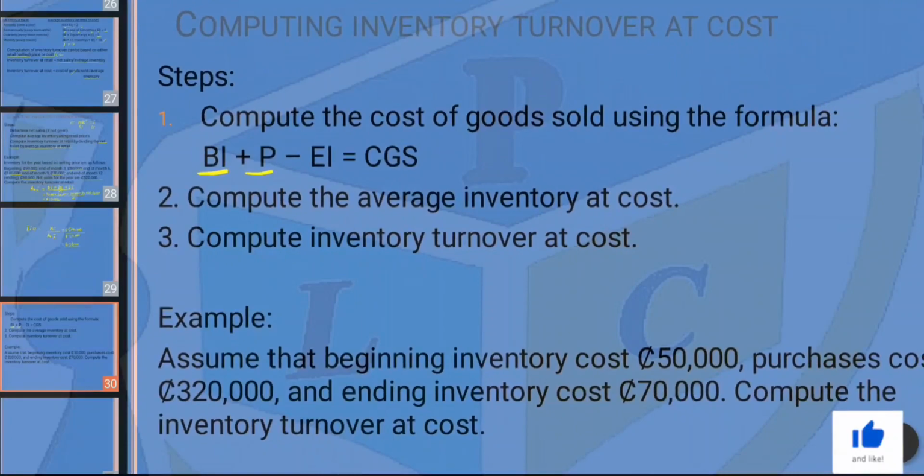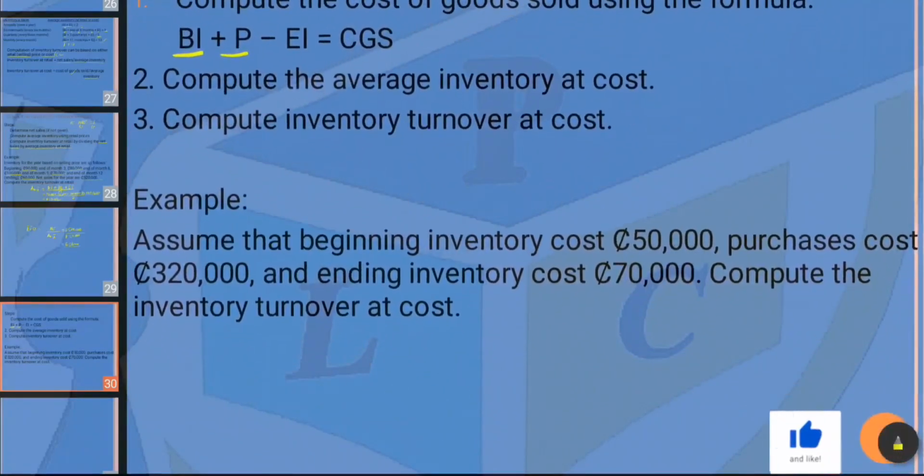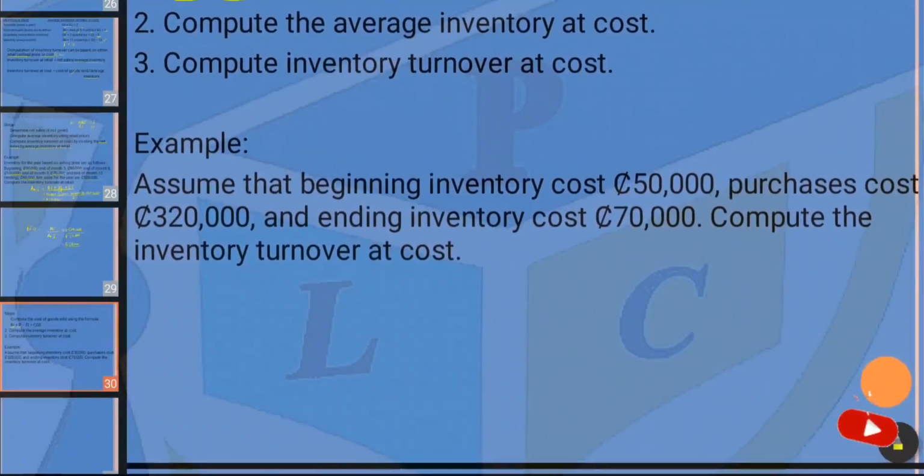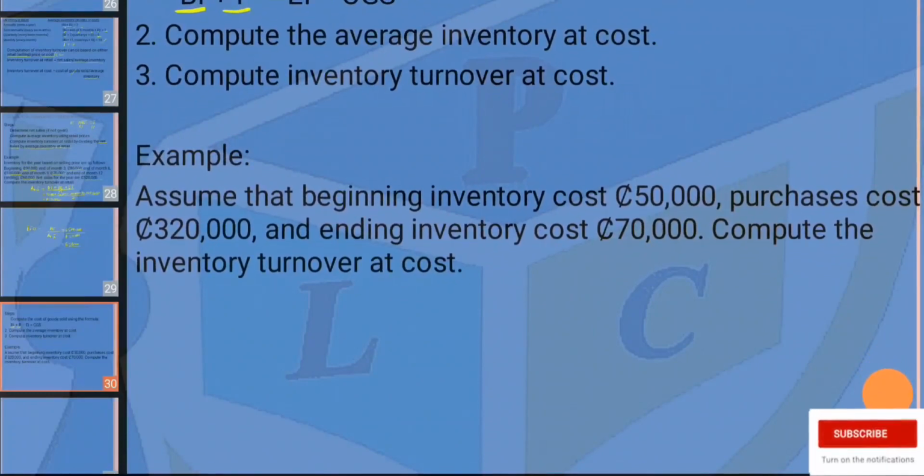So we have a question here. Let's see how we can deal with this question. Example 1. Let's see how we can deal with it. Assume that the beginning inventory cost is 50,000, purchases cost was 320,000, and ending inventory cost 70,000. Compute the inventory turnover at cost.